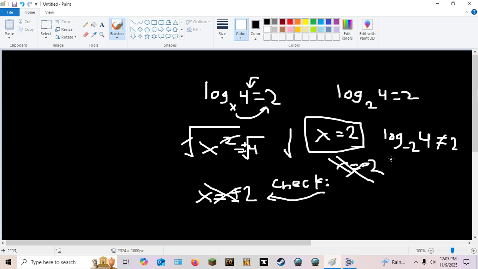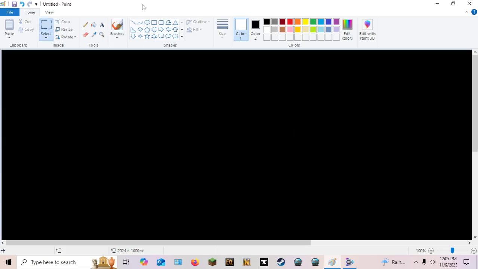So there's a rule that logarithms can't have a negative base or negative argument. It needs to be greater than 0. So that's what we want.